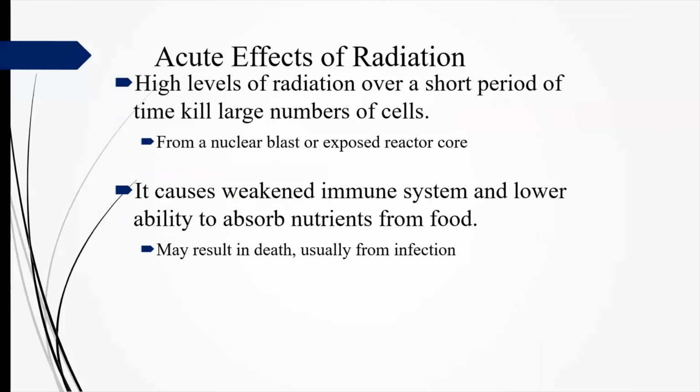Acute effects of radiation is something like if we get a high level of radiation over a short period of time, then we can kill a large number of cells because we can ionize a lot of them. And it can cause a weakened immune system and lower ability to absorb nutrients as a result.